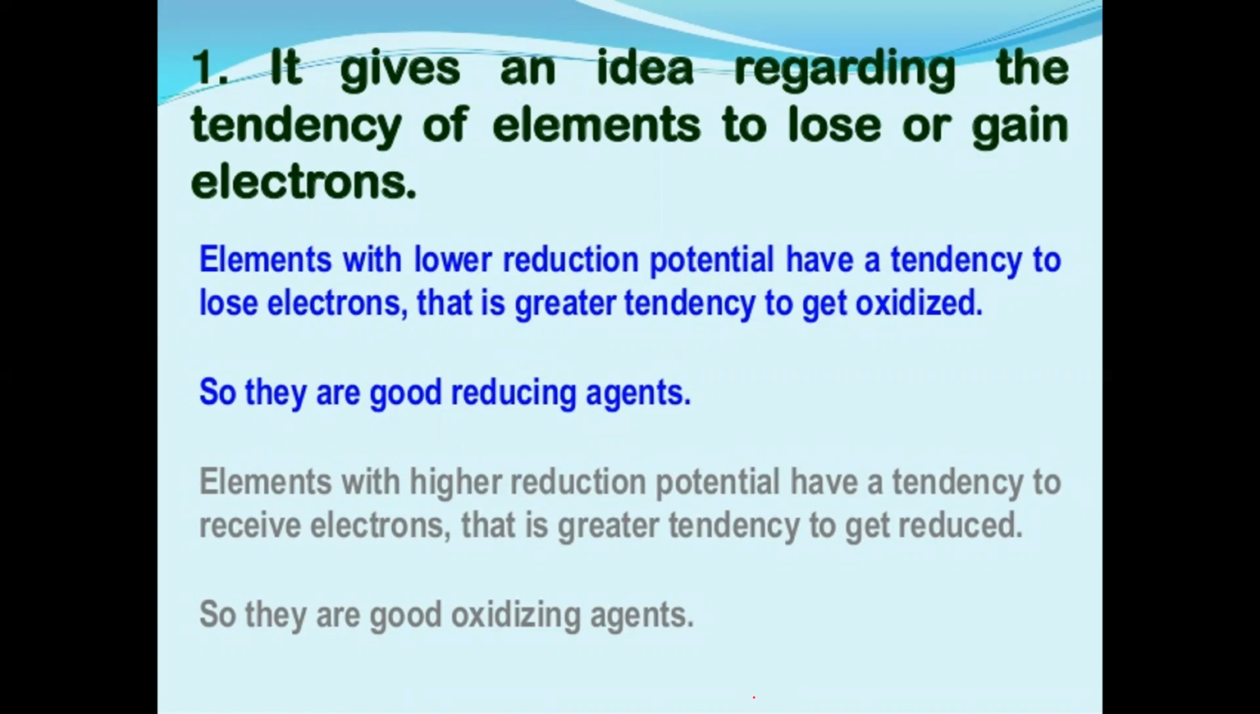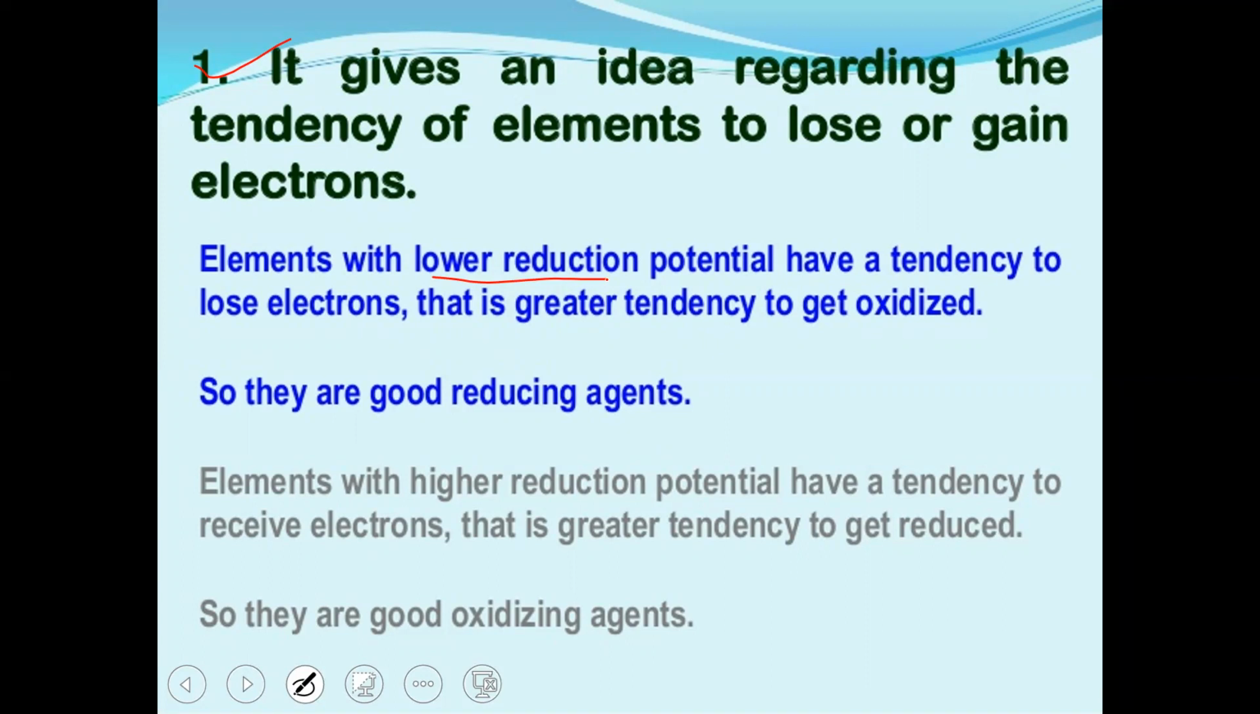The first one: it gives an idea regarding the tendency of elements to lose or gain electrons. It gives information about which elements lose electrons and which absorb electrons. For example, elements with lower reduction potential have the tendency to lose electrons. They will give electrons, so they have a greater tendency to get oxidized, and they are good reducing agents.